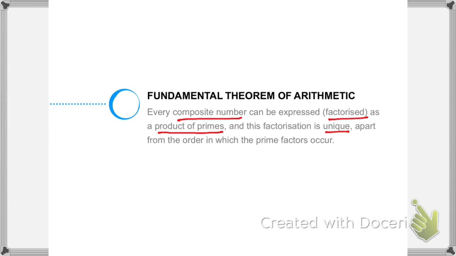Okay, I'll take some examples. It is given that every composite number can be expressed as a product of primes. So what are composite numbers? I'll take the example of 6. Firstly, composite numbers are those numbers which have 2 or more than 2 factors.